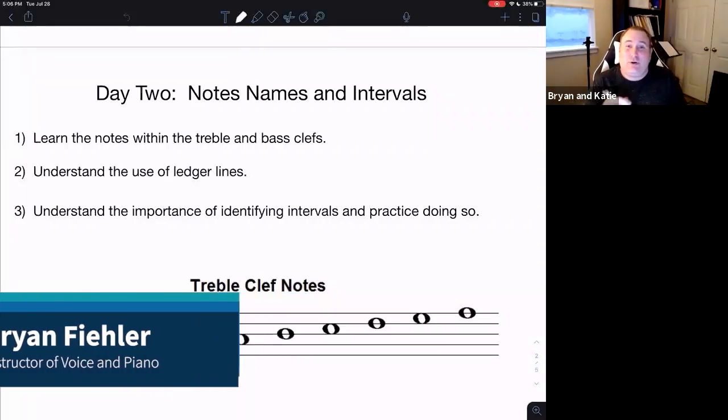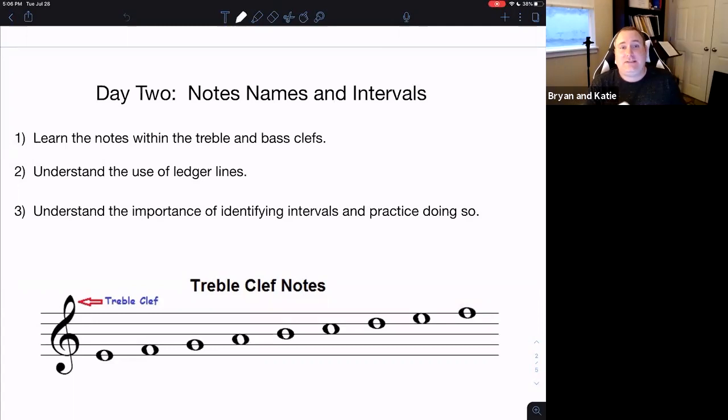And today we're going to talk about note names and intervals. It's going to be the first day that we start to hone in on some specifics. But do not worry, this is going to be just as painless as it was yesterday. I promise you. Our three goals for today are for you to learn the notes within the treble and the bass clefs. Don't worry, I'll explain what those are in just a minute.